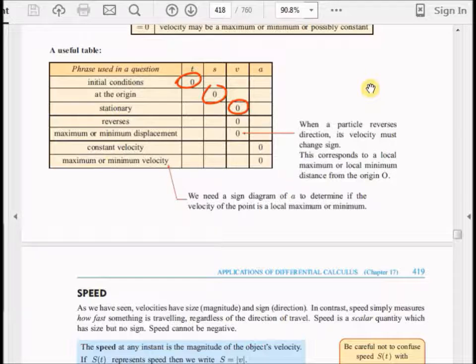If we're talking reverses, the velocity is also 0. So it's changing from going forward to in reverse, forward to backwards. So at that, there has to be some instantaneous point in time where the velocity is 0. If we're talking about a maximum or a minimum displacement, the velocity is also 0. Talking about a constant velocity, the acceleration is 0. And talking about a maximum or minimum velocity, the acceleration is also 0. Very good chart to have handy.